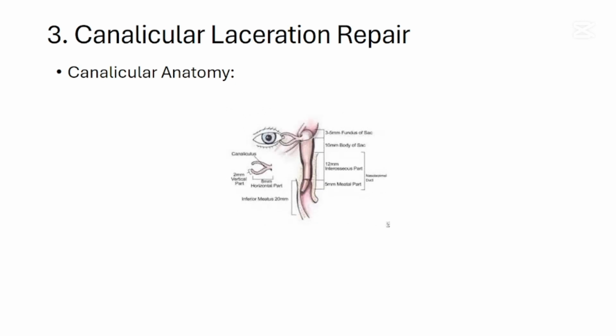So for canalicular laceration, you have to know a little bit of anatomy. You have the upper punctum and lower punctum. This is the outer side, this is the nasal side. It goes slightly vertically and then goes horizontally, and most of the time becomes a common canaliculus, and then enters the lacrimal sac. It has a body, fundus, and then it goes through the bone and enters the lateral wall of the nose.